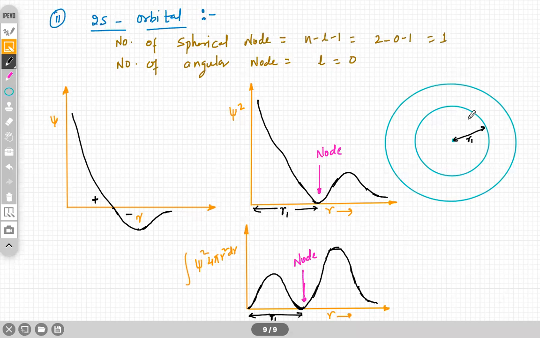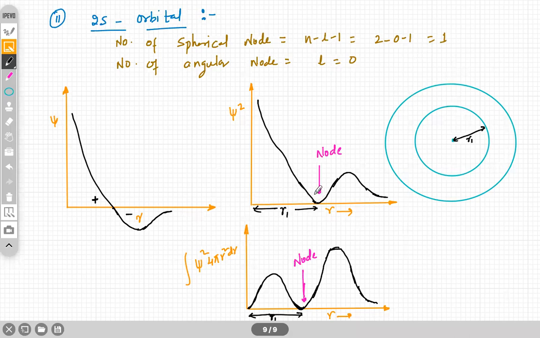No, for one particular value, that's what I'm telling you. For this value, we'll have a spherical surface where the probability is zero. It's clear, no? We have only one node, correct? So we have only one spherical surface. At what distance from the nucleus? This distance from the nucleus.